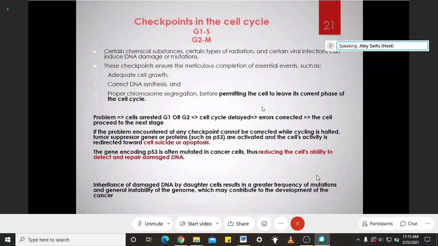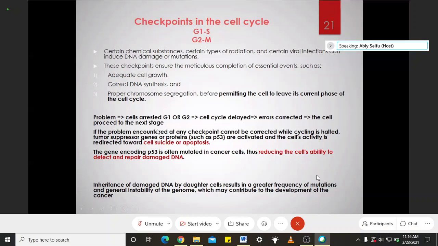So once problems are detected at the checkpoints, cells are arrested at the G1 or G2 phase, then the cell cycle will be delayed in order to correct the abnormality. Once the errors are corrected, the cell proceeds to the next stage. This is what I've explained. What happens if the problem is not fixed or not corrected?